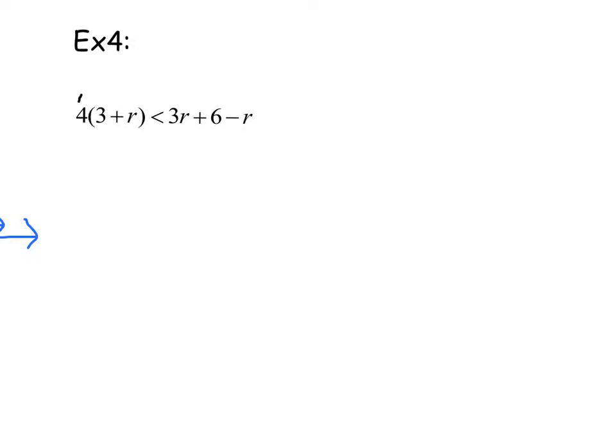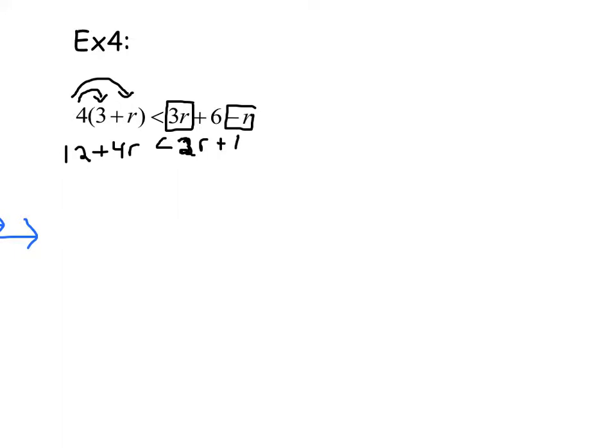First, we're going to distribute the 4 on both, so I get 12 plus 4r. Make sure you distribute correctly. That is less than 3r plus 6 minus r. Maybe I should combine like terms first, so let's combine that. So 3r plus a negative 1r actually is 2r, so I'm going to make that a 2.